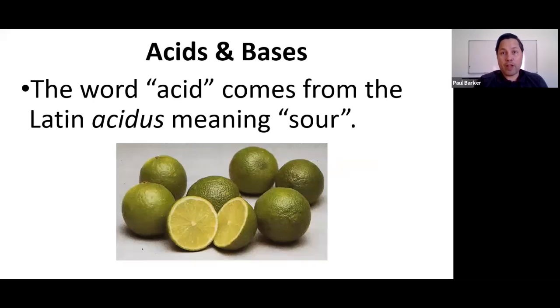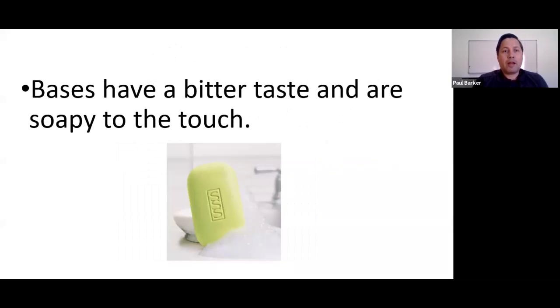So let's begin our discussion of acids and bases. The word acid comes from Latin acidus, that means sour. And if you think about it, that describes the taste of a lemon, which is very sour. And a lemon is acidic. Now, bases, on the other hand, taste bitter and they're soapy to the touch. The reason is that a base will turn oil into soap. So if you've ever been cleaning and you have your hands exposed to a cleaning solution, which tends to be basic, it'll feel slippery and soapy. That's because it's turning the oil from your skin into soap.